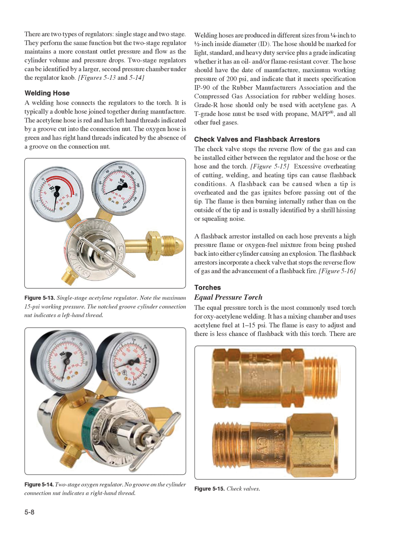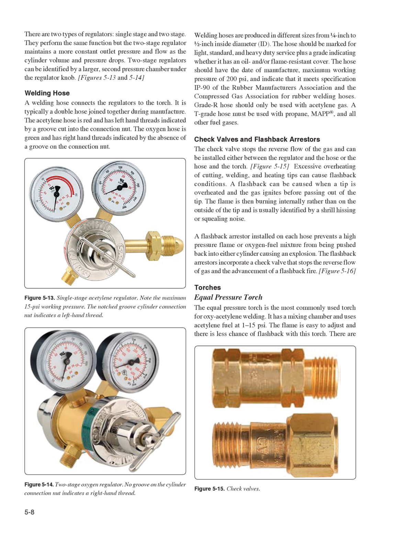A flashback arrestor installed on each hose prevents a high-pressure flame or oxygen-fuel mixture from being pushed back into either cylinder, causing an explosion. The flashback arrestors incorporate a check valve that stops the reverse flow of gas and the advancement of a flashback fire.